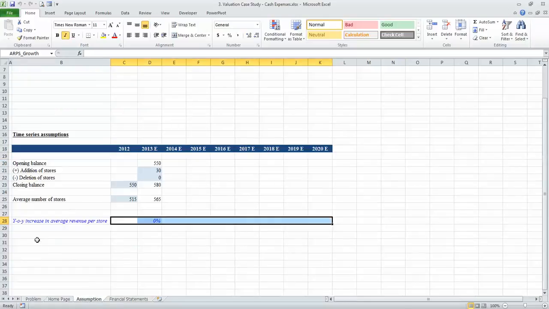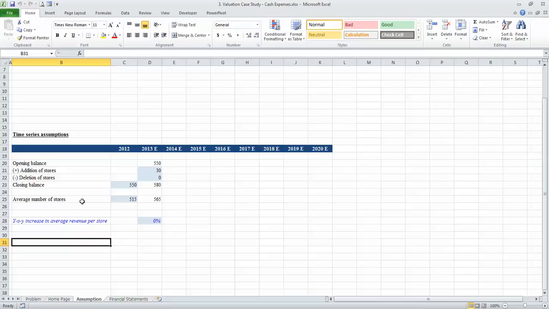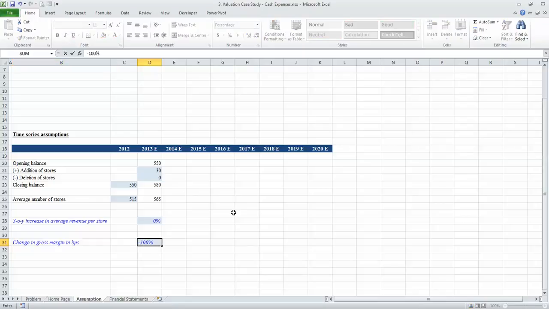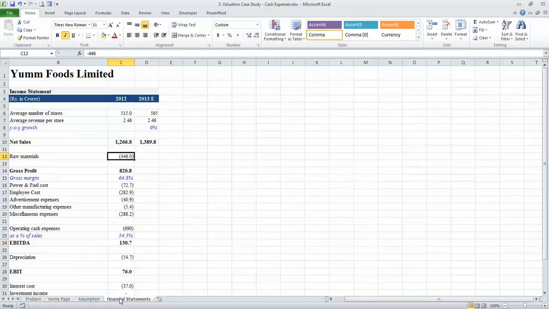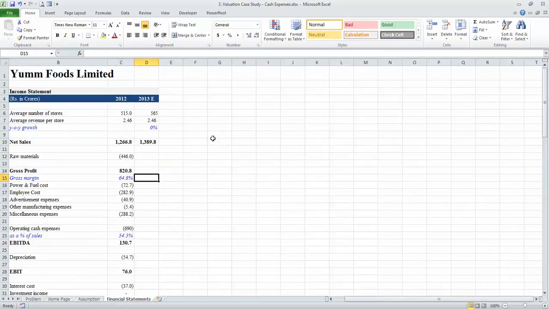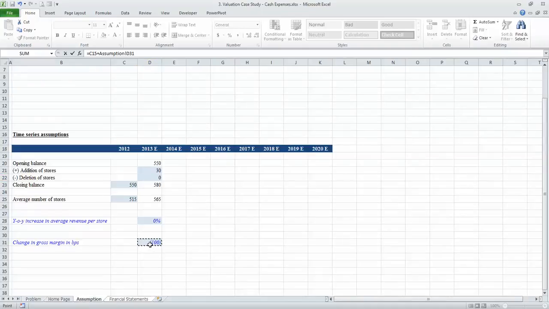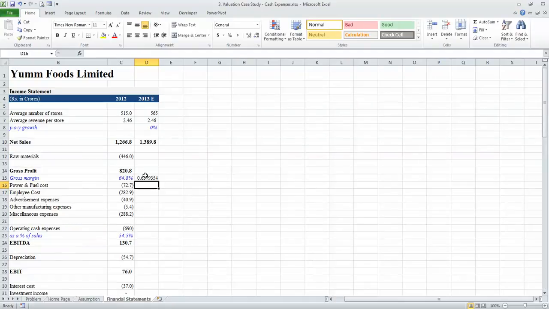So first let's catch the information pertaining to gross margin change. In our assumption sheet, we'll add a line to show change in gross margin. We've been told it's going to decline by 100 basis points, which means we're going to type in 100. 100 basis points is essentially a change of 1%. So in our financial statements, we're going to say gross margin expected for 2013 is going to be gross margin for 2011 plus change in gross margin divided by 10 to the power 4. So that's 63.8%.